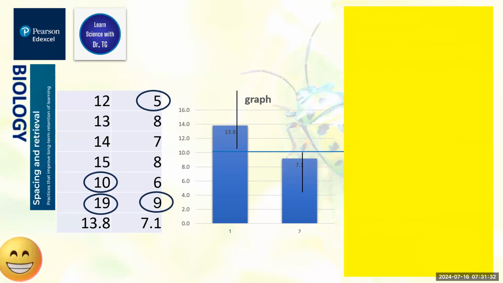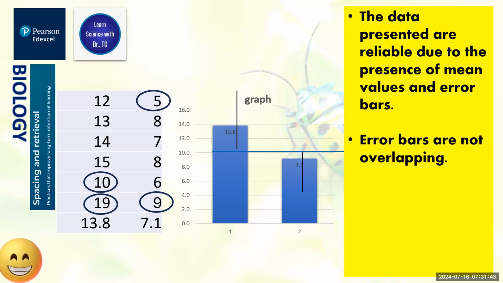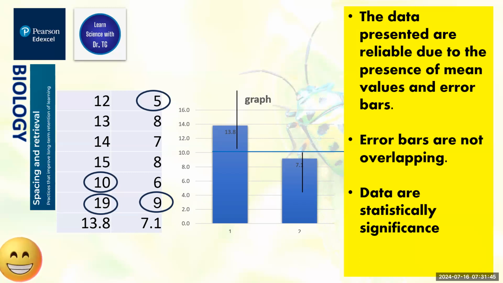Now we check whether the error bars are overlapping. No, error bars are not overlapping. Then we make a conclusion. The data presented are reliable due to the presence of mean value and error bars. Error bars are not overlapping. Second point: data are statistically significant. Now we can use this data to publish.